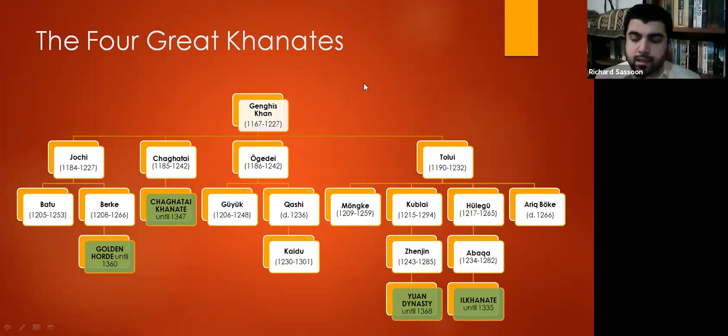You can then see that the Golden Horde absorbs the White Horde, so there ends up really being 4 distinct entities, right? The Golden Horde, the Ilkhanate, the Chagatai Khanate, and the Yuan dynasty. And you can see where each of these entities comes in terms of the descendants of Genghis Khan. The Golden Horde comes out of Berke and Berke's line. The Chagatai Khanate comes out of Chagatai. The Yuan dynasty comes from Kublai. And the Ilkhanate comes from Hülegu and his descendants.